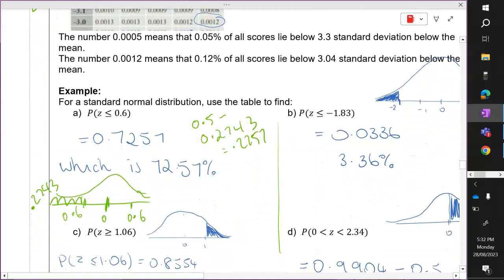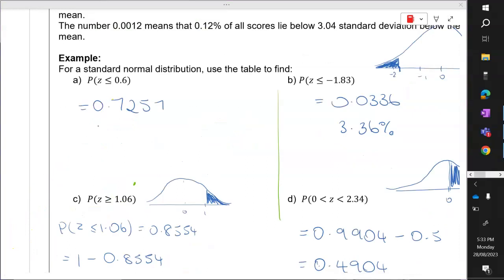Okay, so let's have a look at the first one. It says, for a standard normal distribution, use the table to find the probability that z is less than 0.6. What does that actually mean? So let's draw ourselves a little curve. We'll put our mean in the center, and that's going to be our 0. We've got our nice symmetrical curve, and 0.6 sits in there somewhere. It's less than 1, but it's on the positive side, so we want to find this area in here.